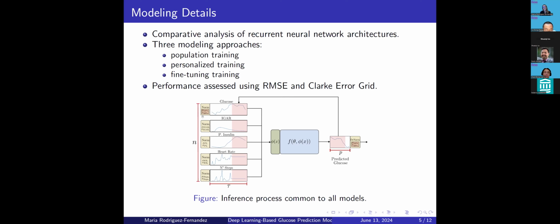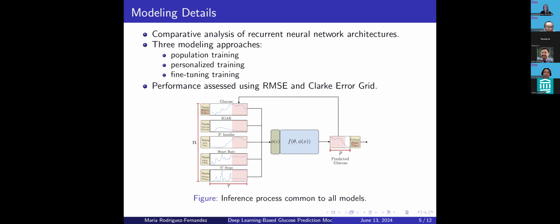So the main advantage of the population approach is that we have more data. We have data from 20 subjects in this case, but it could be definitely increased. The main advantage of the personalized training is that the data are tailored for these patients, so it should work better. But on the other side, the negative aspect is that we have less data. And the fine-tuning would be kind of a middle ground where we have more data for building the structure of the model, and then we can fine-tune it with data from one particular patient.